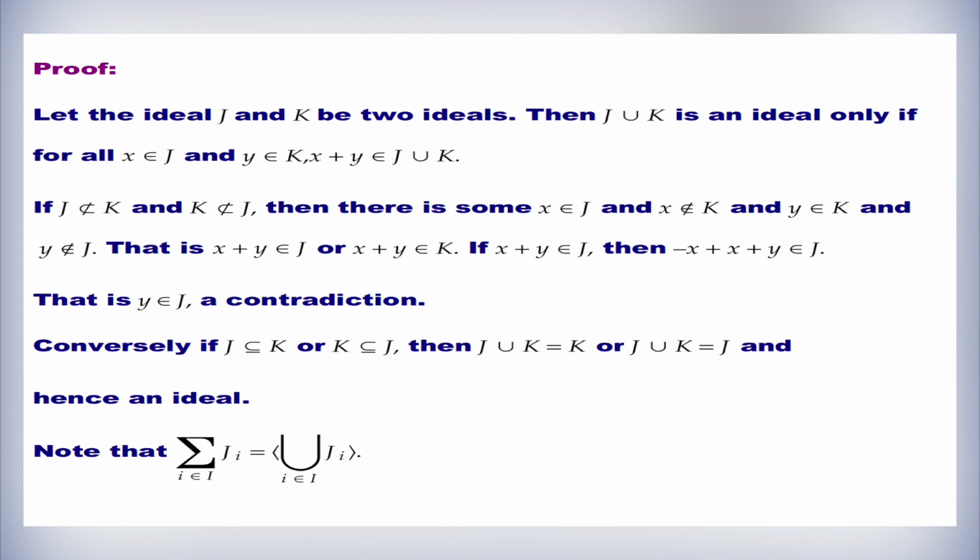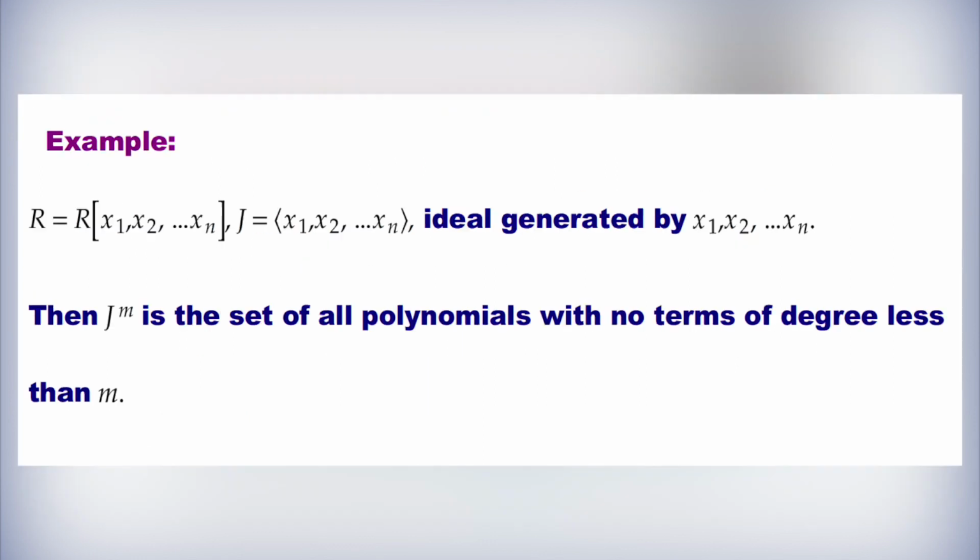Note that the summation over i belongs to I of J_i is equal to the ideal generated by the union over i belongs to I of J_i. Here the example is R equal to R[x1, x2, up to xn], and J is equal to the ideal generated by x1, x2, up to xn. Then J power m is the set of all polynomials with no terms of degree less than m.